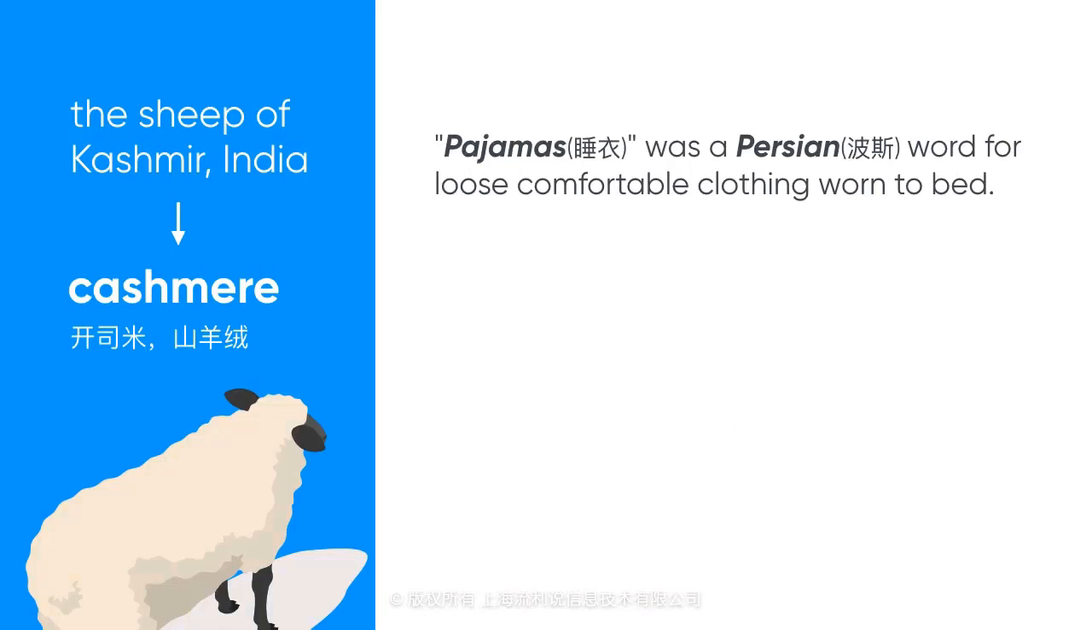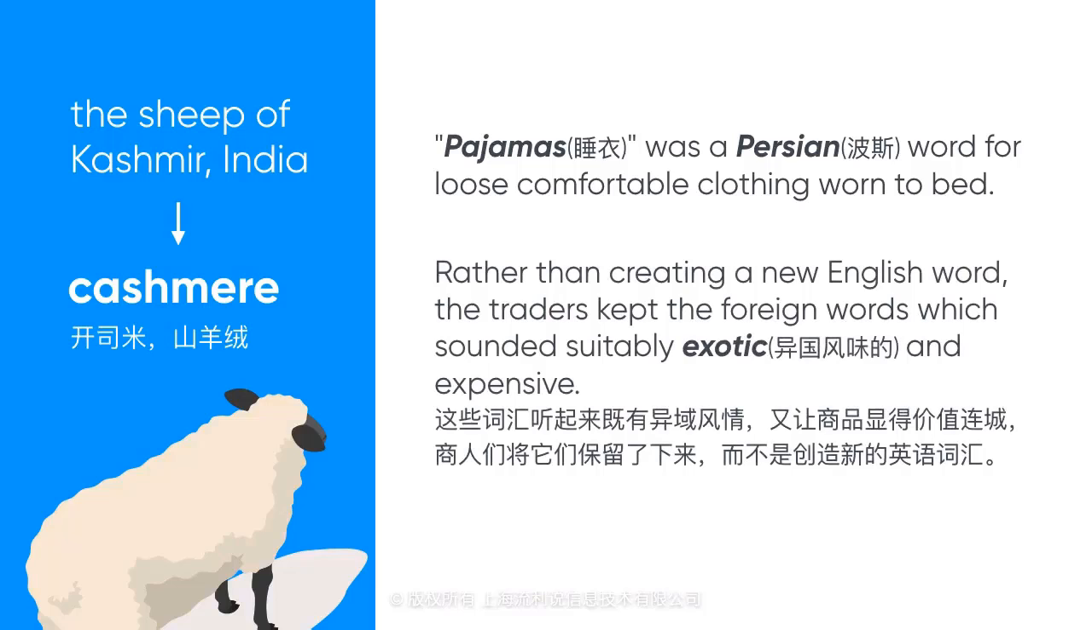Also, new materials needed to be named, such as cashmere, which came from the sheep of Kashmir, India. Cashmere was often used to make pajamas, which was a Persian word for loose, comfortable clothing worn to bed. Rather than creating a new English word, the traders kept the foreign words, which sounded suitably exotic and expensive.